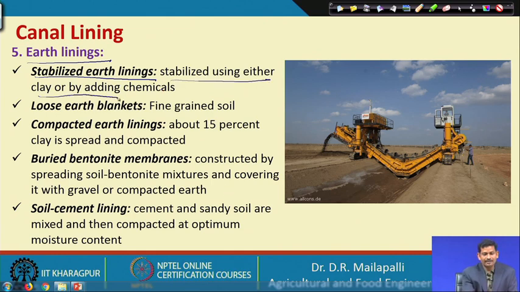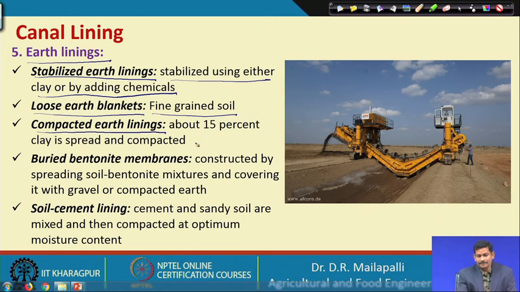using either clay or by adding chemicals. So, some chemicals are being added, that is, chemicals in the sense of a binder. For example, bentonite, a clay, could be added so that it will be stabilized. And loose earth blankets, where fine grained soil is being compacted. That will act as the lining to the channels.